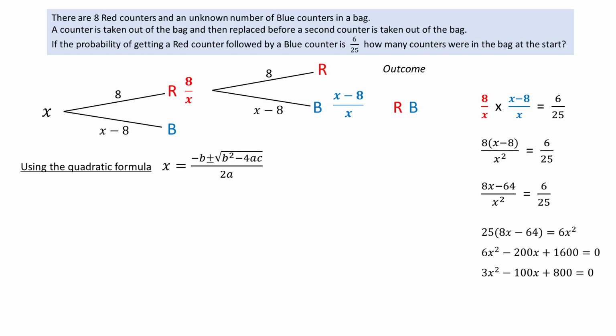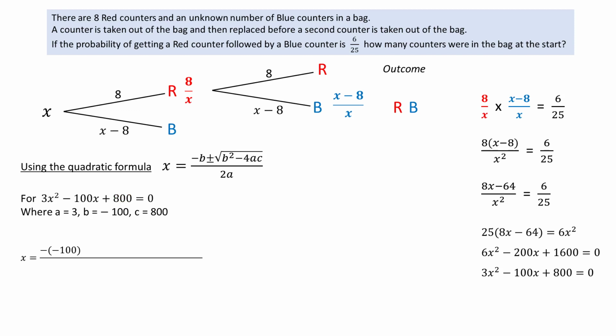Now I use the quadratic formula to solve the equation where a equals 3, b equals negative 100, and c equals 800. Substituting into the formula, I obtain minus negative 100, plus and minus the square root of negative 100 squared, minus 4 times 3 times 800, all over 2 times 3.